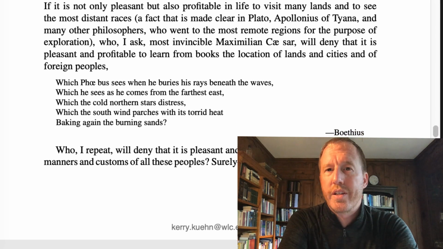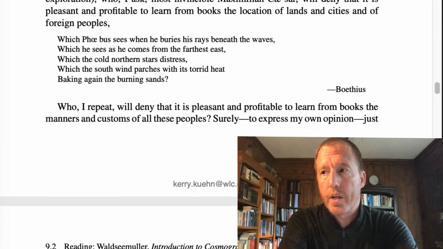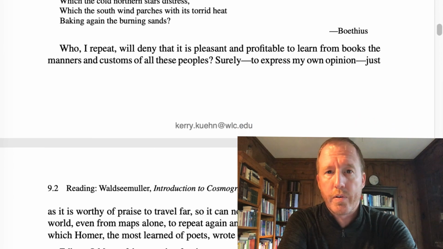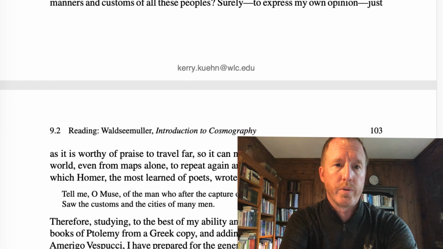So you'll notice that in the work of Martin Waldseemueller, this is not only a book on astronomy and cartography, but he sprinkles it quite liberally with poetry and quotes from literature. That's something some of you may find notable when you look at this.